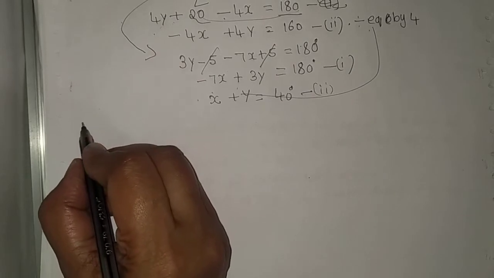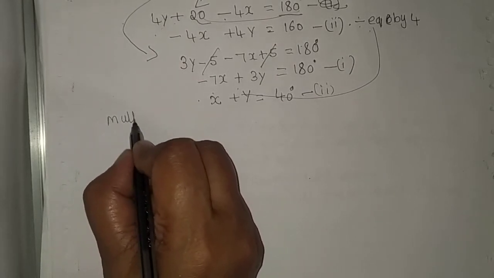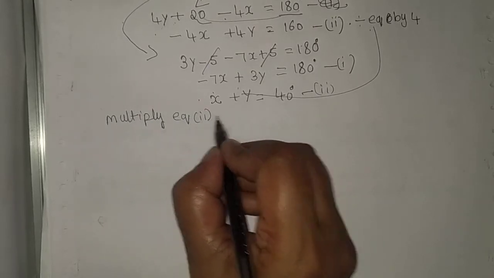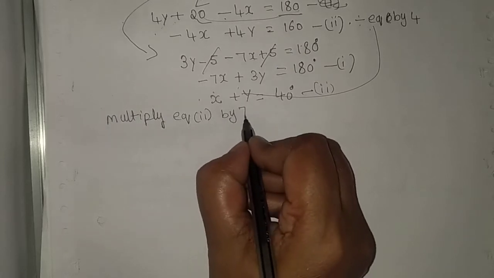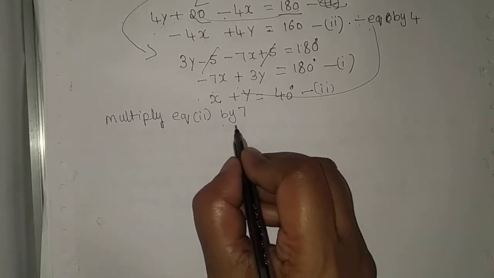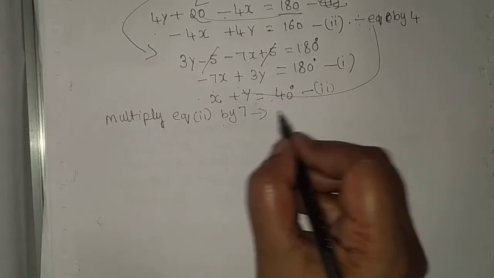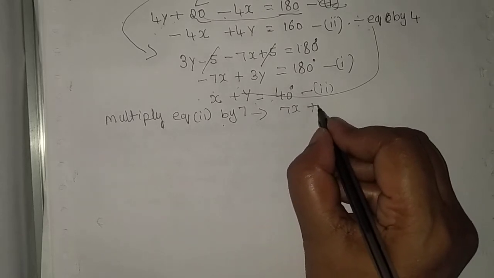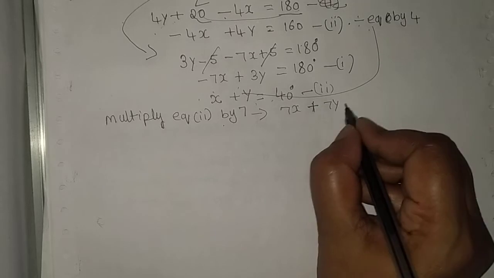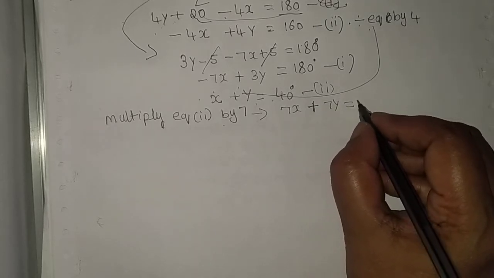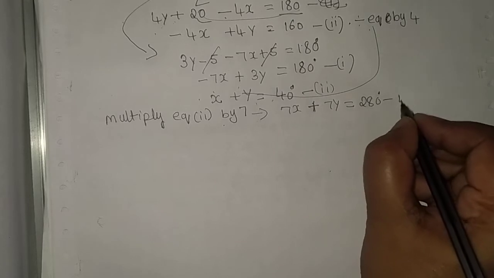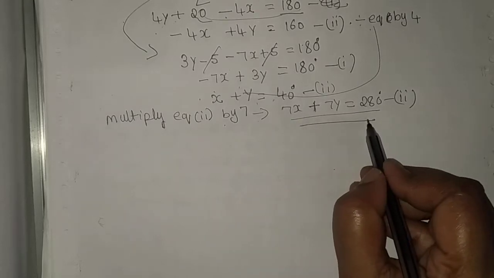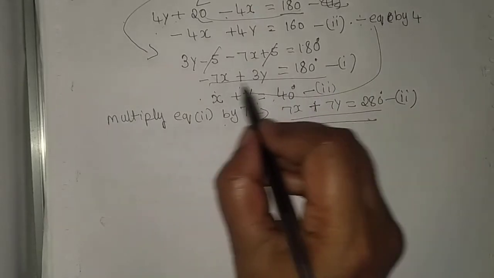So next step is multiply equation by 7. What do we get? Multiplying, we get 7x plus 7y is equal to 7 into 40, which will become 280 degrees. Now after the multiplication, this one is the final equation, and this one is the other equation.